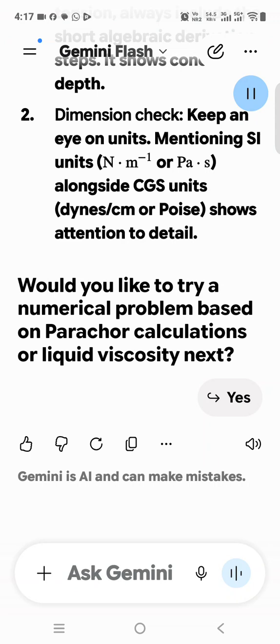Question 1. Structural models of liquids. 10 marks. Question. Discuss the structural differences between solids, liquids, and gases. Critically evaluate the vacancy theory, Eyring's model, of the liquid state.